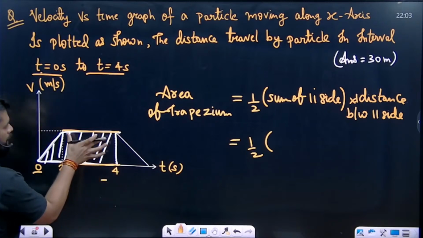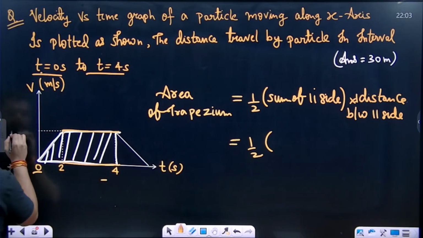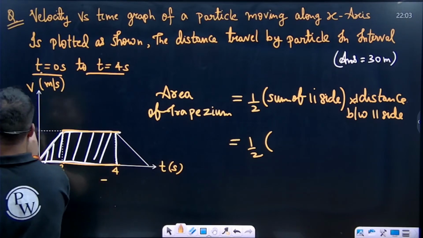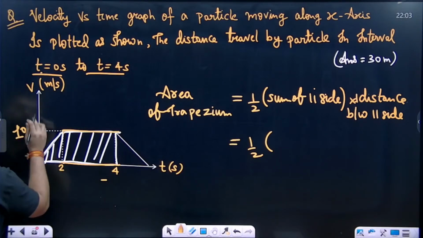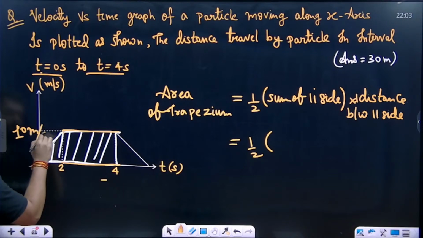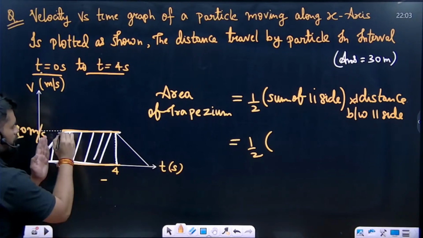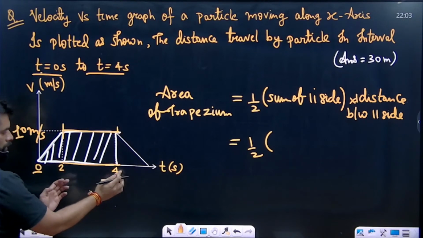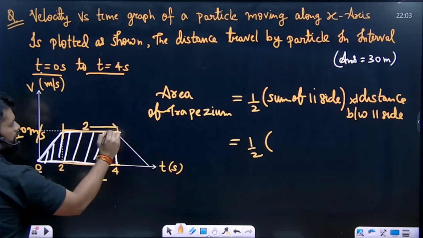What is the length of this parallel side? I think this is 10. This is 10, this is a misprint here. So the velocity is 10 meter per second. You are able to see that the length of this side is 4 minus 2, that is 2. So this length is 2.